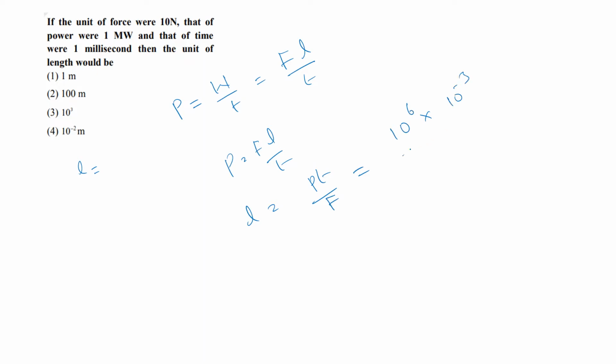Power is equal to W by T, and W is F into L. So P is equal to F L by T. They are asking L, so L is equal to P T by F. The P value is 1 megawatt, 10 power 6. The T value is 10 power minus 3, since it is a millisecond, divided by 10. So this is 1000 by 10, and we get 100 meters.